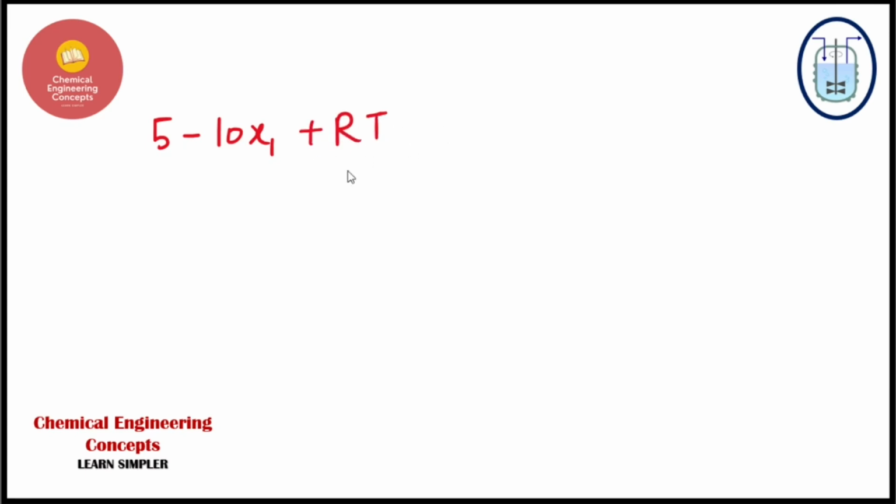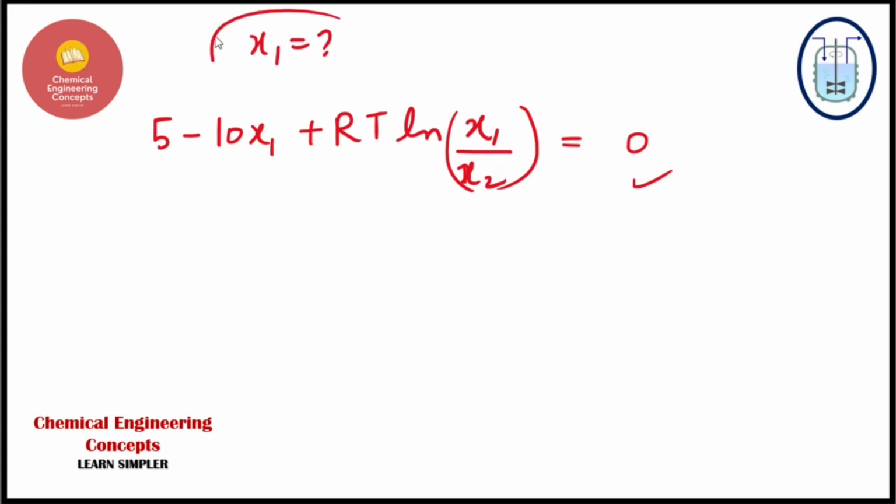I am not giving you the total calculations, you can do that on your own, these are simple calculations. Here in the denominator we have 1 minus x1, which I am replacing by x2. Let's equate it to 0. On the right hand side we have 0, and we have to check for which value of x1 this left hand side also becomes 0.